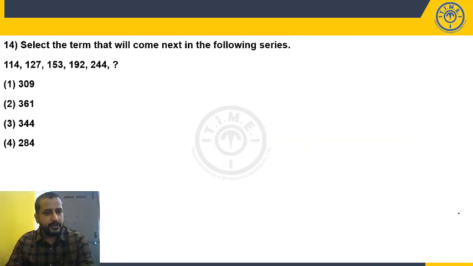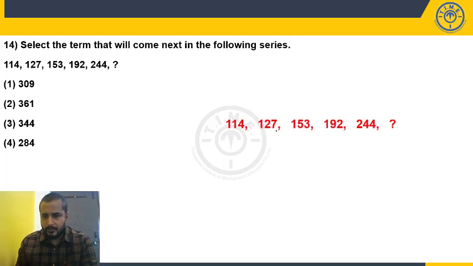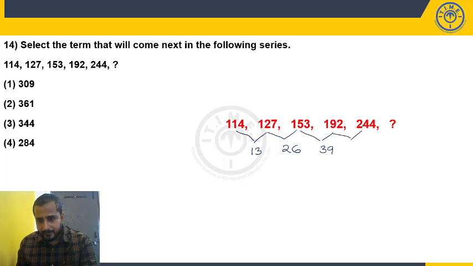Look at 114, 127, 153, 192, 244. Numbers are increasing gradually or rapidly? Gradually. So we'll check for the difference. What is the difference here? 13. Here? 26. 13, 26. Here? 39? Yes, 39. Here? 52. Can you find any pattern here?